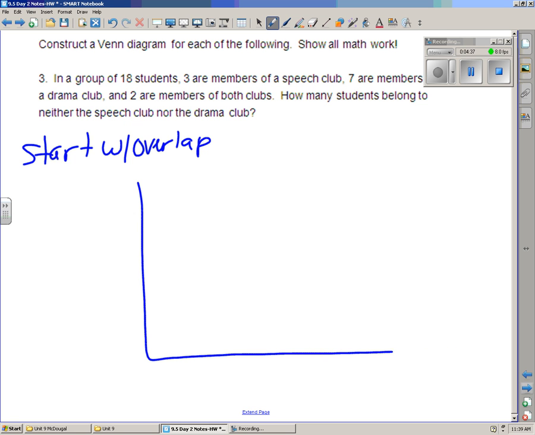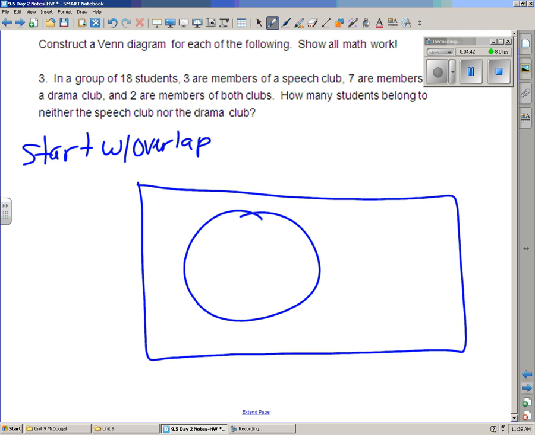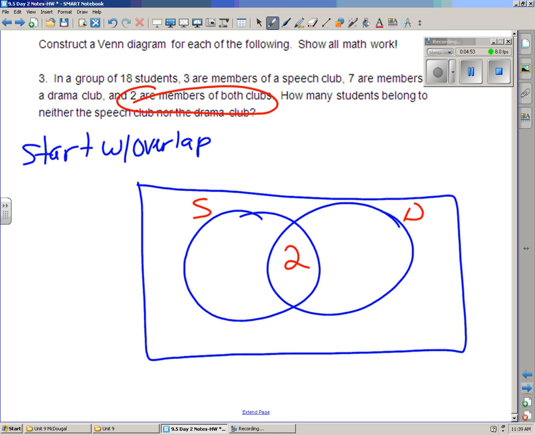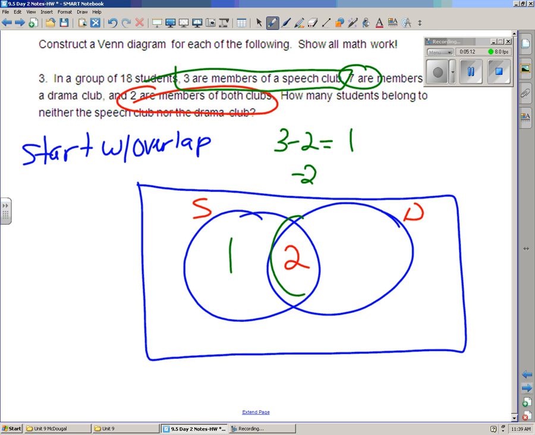So you've got this big old universal set, and you know that there are speech club and drama club. So let's maybe call this one the speech. Let's call this one the drama. Well, we know that there are 2 people that are members of both clubs. So 2 is going to come in here. Well, if 2 is in there and we've got 3 members that are speech, we need to say what is 3 minus 2, because that's how many people are just in speech. Drama, we know that there are 7, which means I already have 2 people in drama from my overlap, right? So then 7 minus 2 becomes 5.